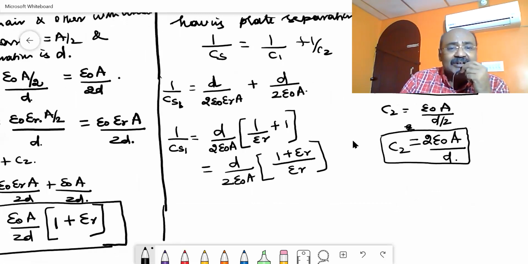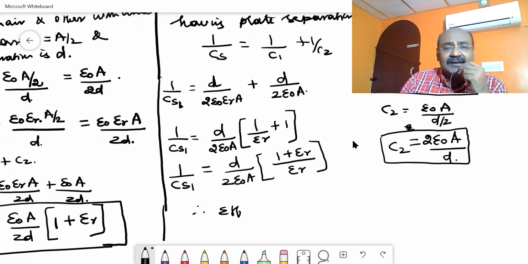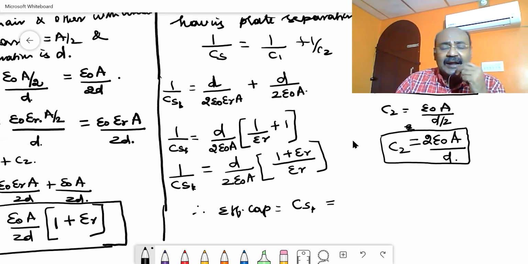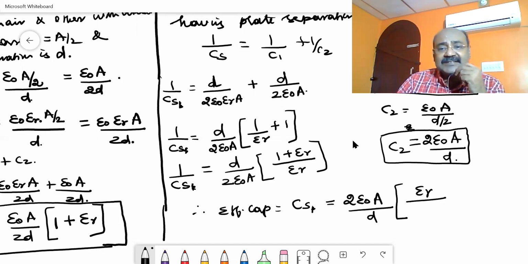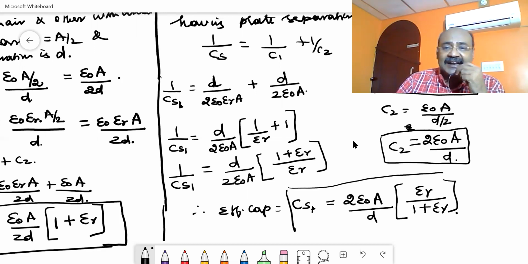So this is 1 divided by Cs. Therefore, the effective capacitance Cs, taking reciprocal, you can write 2 epsilon 0 A divided by D into epsilon R divided by 1 plus epsilon R. This is considered to be the capacitance for the second diagram that was given.